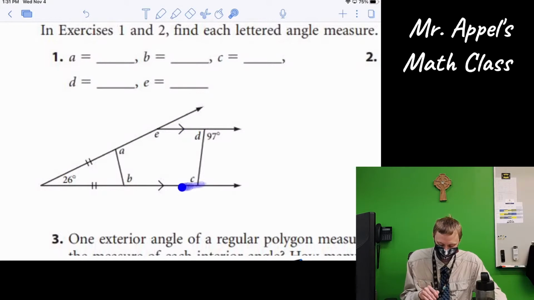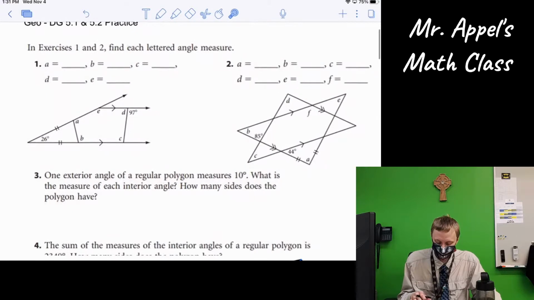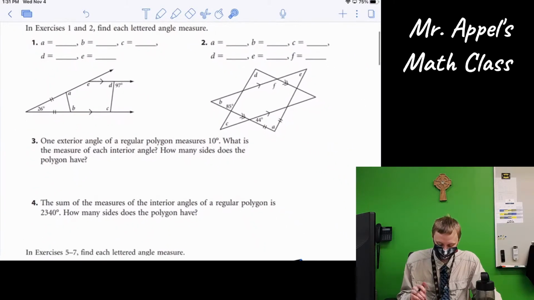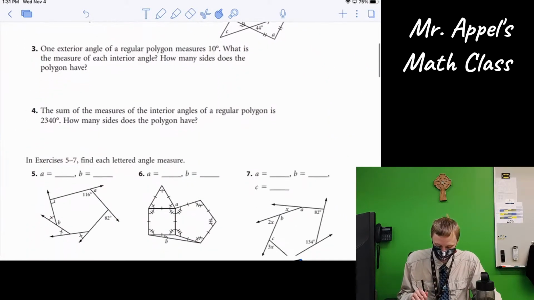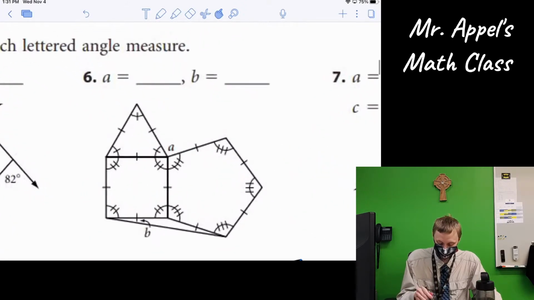Oh, and these are parallel lines. Oh, all kinds of good given information here. Okay, so use each of those in turn to fill those out. Same with down here. Number 6 is probably one of the trickier ones.